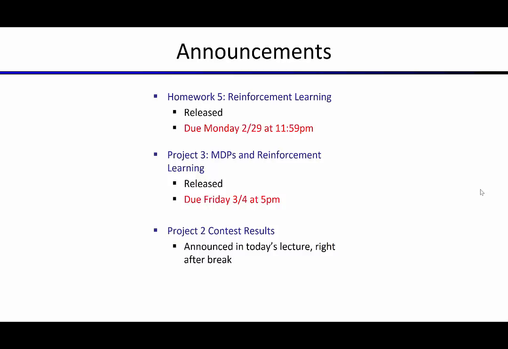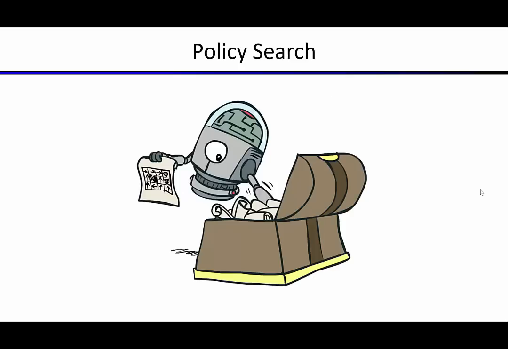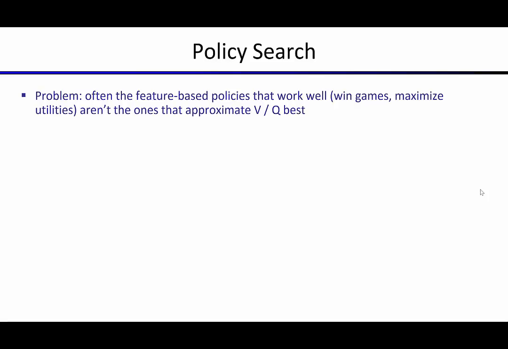All right, let's get started with technical materials then. We have a little bit left in reinforcement learning, which we'll do first. We'll look at policy search. So the problem with what we covered so far is that the policies or the Q values that will perform best are not always the ones you find through Q learning.